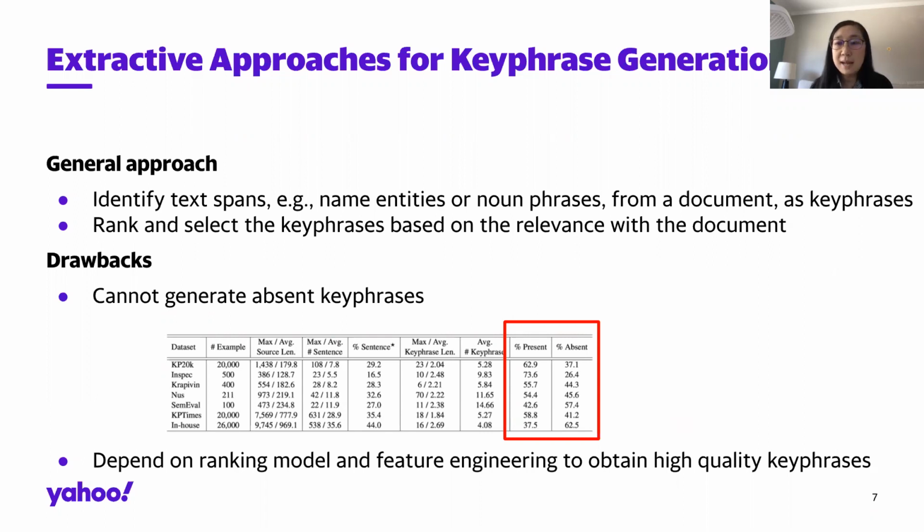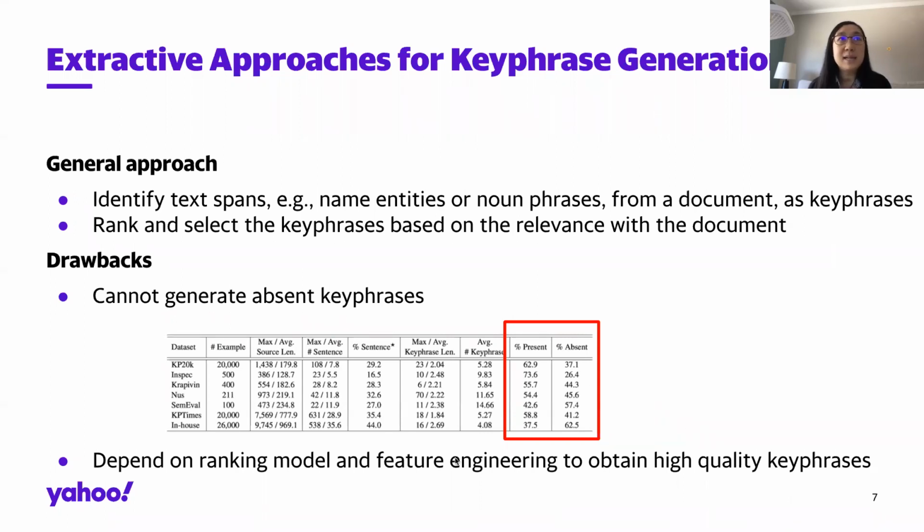And once having these candidates, we'll use a ranking model to measure the relevance between the keyword and the document. And then the key phrases that have a high relevance score will be considered as key phrases for a given document. So this approach is very standard and has been widely used in the industry. But it also has a problem that by definition, it's not able to generate any absent key phrase.